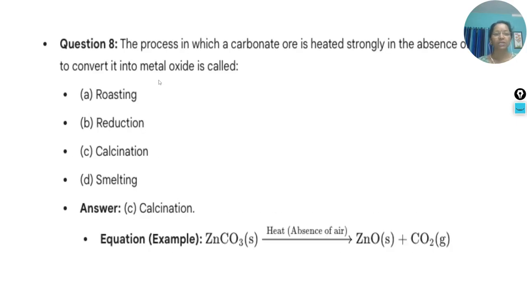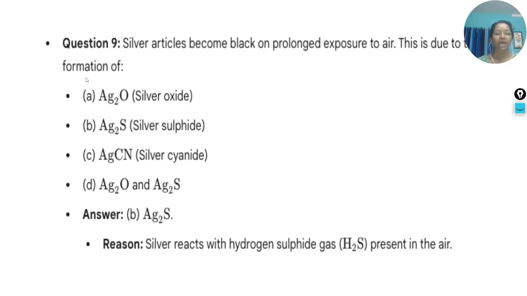Next question. The process in which a carbonate ore is heated strongly in the absence of oxygen to convert it into metal oxide. That is nothing but calcination, we learned. Isn't it? Next: silver articles become black on prolonged exposure to air. This is due to the formation of silver sulfide, we learned, isn't it? So the answer is option B, silver sulfide.